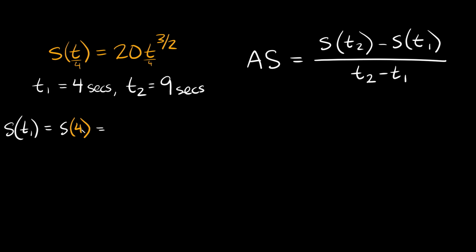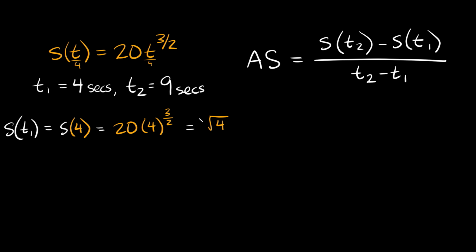So s of 4 is going to be equal to 20 times t, which again is going to be a 4, and that's raised to the 3 halves. Now we just have to evaluate this. Whenever you have a number raised to a fractional exponent, the way that you solve that is by first looking at the number in the bottom, the denominator. This tells you what kind of radical you have, if it's a square root, a cube root, a fourth root, a fifth root. In this case, we have a 2, and a 2 means it's a square root. So we're going to take the square root of whatever number we have here, so that's a 4.